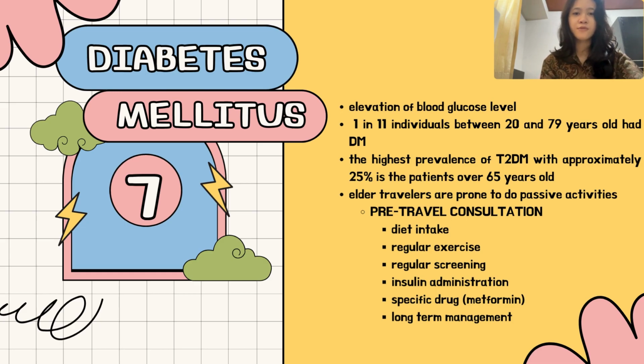Elderly travelers are prone to passive activities such as reading, sightseeing, talking, and eating. Therefore, clinicians have to give the patient a pre-travel consultation about individual training and education for DM management. DM patients should manage and pay attention to their diet intake, especially caloric restriction and carbohydrate intake. Patients also have to do regular exercise and screening, especially to monitor their glucose level independently. Long-term management, insulin administration, and specific drug intake like metformin are vital interventions to prevent complications.